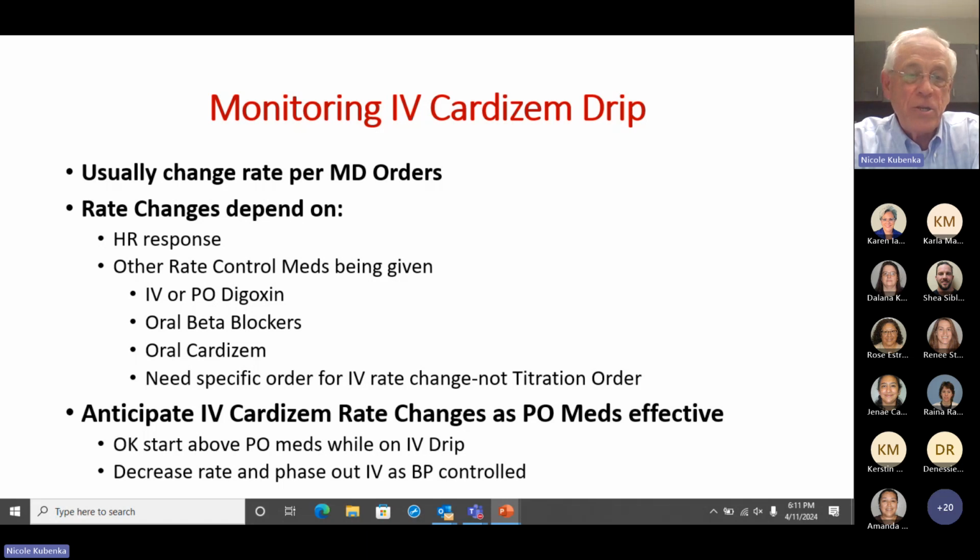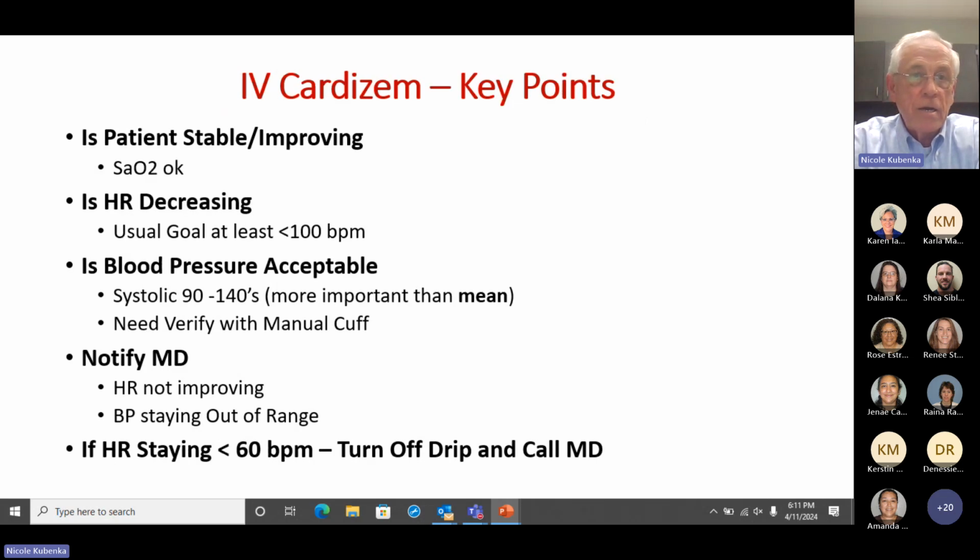There's only so much you can absorb here at one time. We'll probably have another sit down when we can really talk about specifically how we're going to do this, what kind of order sets we're going to have. So if the patient's stable, improving, if the saturations are good, if the heart rate's decreasing, if the blood pressure is coming up or staying within range, then you know you're fine.